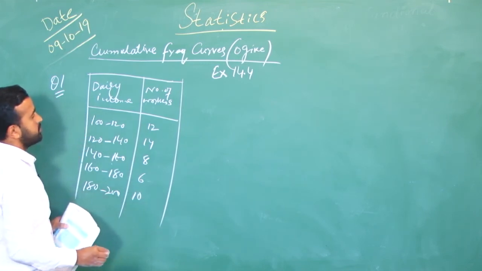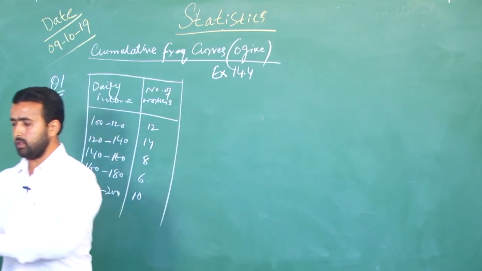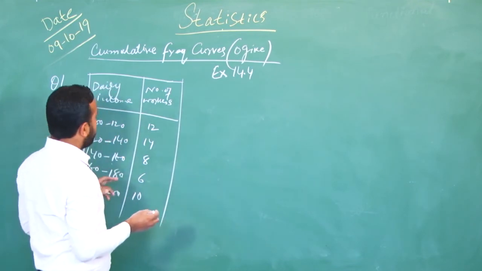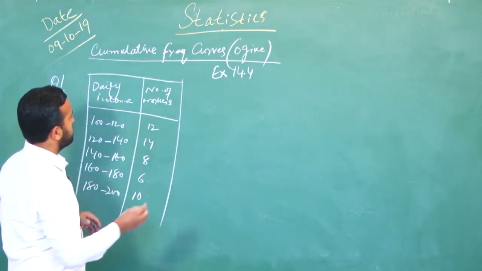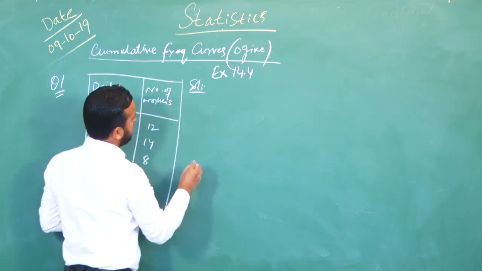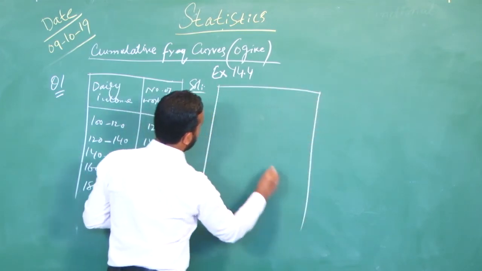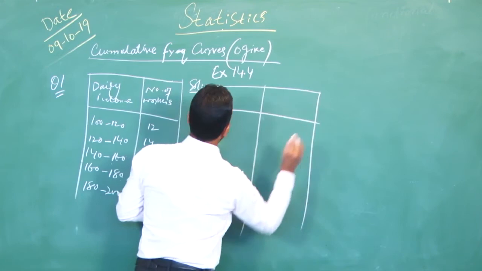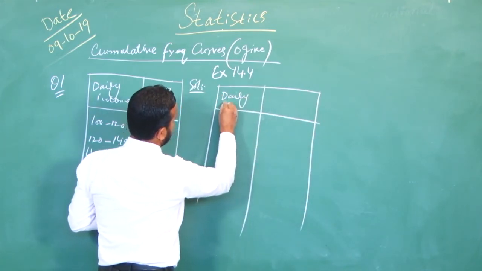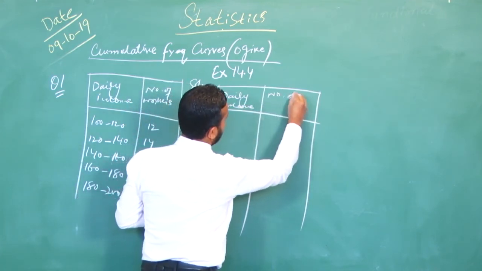Now how to convert this to the less than type of frequency distribution, and then how to draw the ogive of this frequency distribution. As we have to convert this to the less than type, I am writing the solution table here. Let us see how to convert this to the less than type of frequency distribution. It is daily income as it is given, and number of workers here.